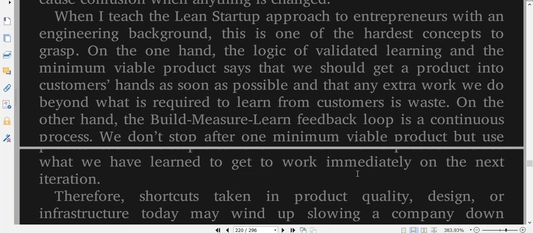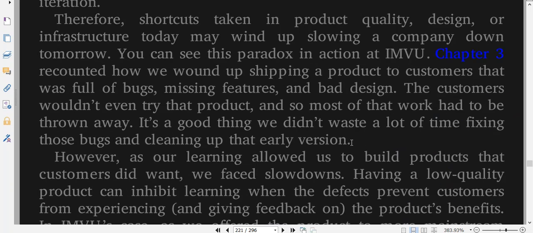On one hand, the logic of validated learning and the minimum viable product say that we should get a product into customers' hands as soon as possible, and that any extra work we do beyond that required to learn from customers is waste. On the other hand, the build-measure-learn feedback loop is a continuous process. We don't stop after one minimum viable product but use what we have learned to get to work immediately on the next iteration. Therefore, shortcuts taken in product quality, design, or infrastructure today may wind up slowing a company down tomorrow.